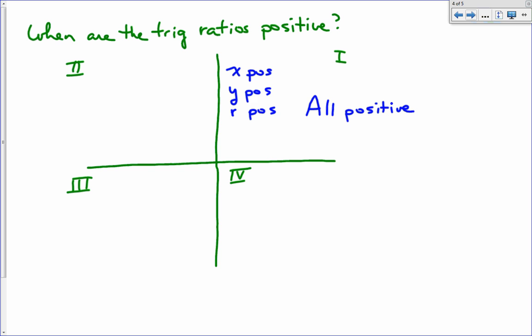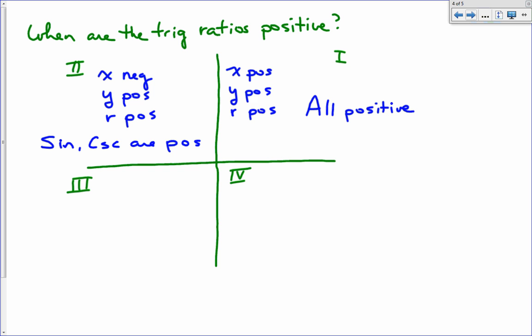In quadrant 2, x is negative, y is positive because we're still above the x-axis, and r is positive, r is always positive. So if you think about the trig ratios, any of the ones that have an x with either a y or an r are going to be negative. So the only positive ones are the y over r and the r over y, which would be sine and cosecant. And all the rest of them will be negative.